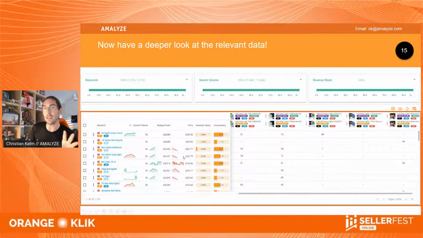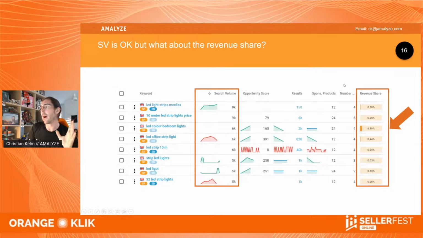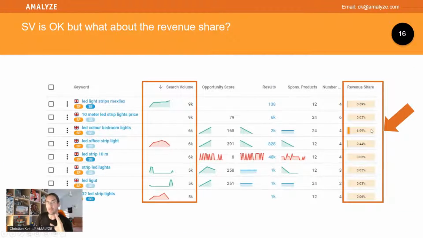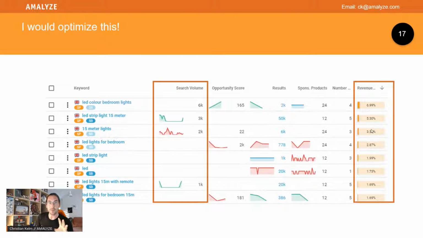As you're seeing here, over 1,700 keywords. That is a lot. And 100% of the keyword search volume and revenue share. Okay, that's fine. I don't have a problem with that. But I want to know where the revenue is coming from, and it's not where the search volume is the highest. You can see it here. I will show you in a few seconds directly with a live example.